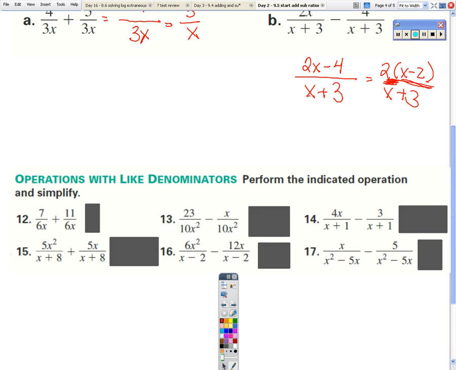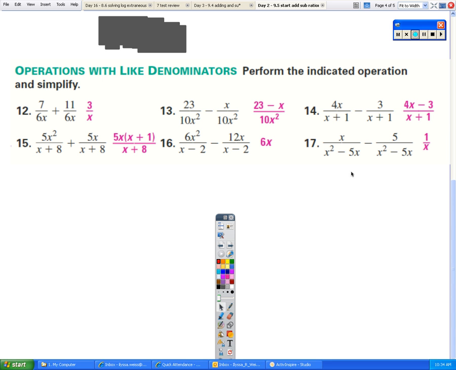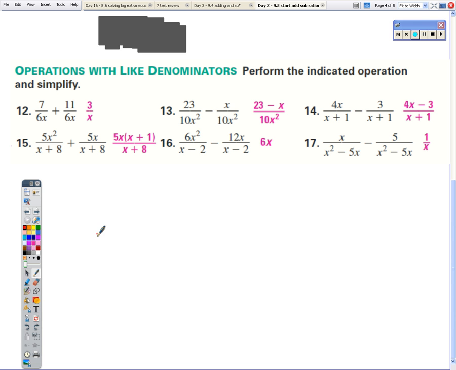So I have a few more problems down here for you to practice with, so I want you to pause the video, try these 6 problems. Okay, so check your answers. We have to simplify completely.